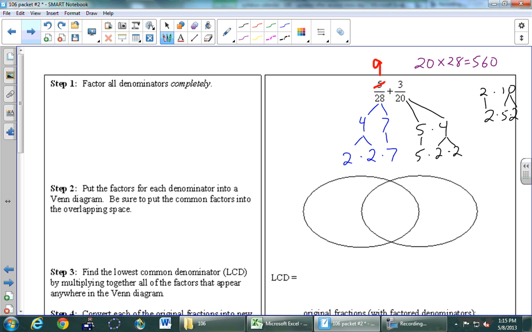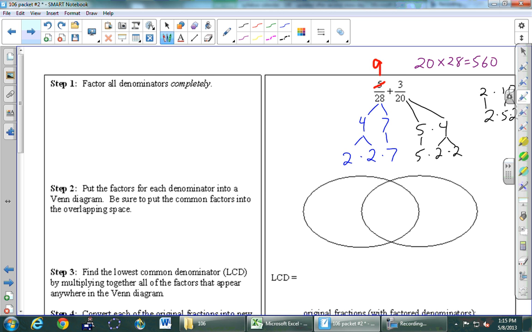Next thing we do is step 2. Put the factors for each denominator into a Venn diagram. I think the guy's first name was Charles Venn. Maybe it was Augustus. I get confused. Anyway, he's an old mathematician, and he came up with this idea of drawing circles to represent sets. And all we're going to do is put the denominators into this Venn diagram.